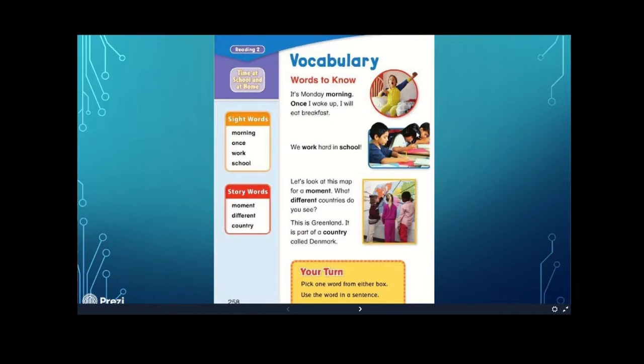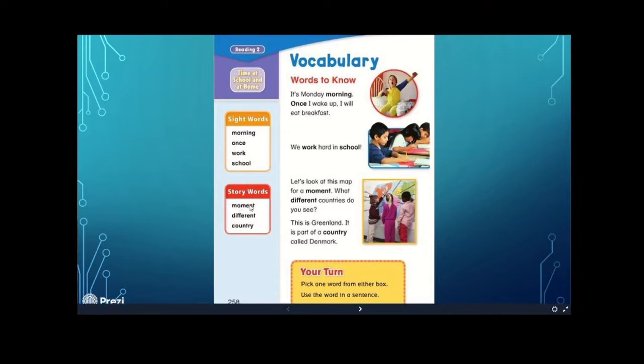Now, look at this other image. You have kids, they are at school, and what are they doing? They say, we work hard in school. Good. Yes, they are working hard right now. So now let's find out about these story words.